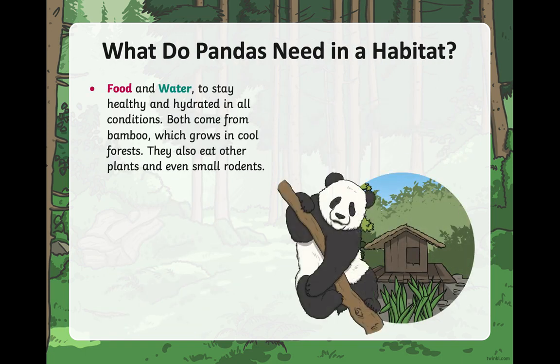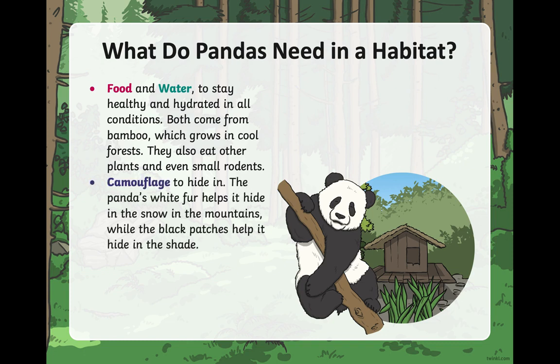Right. Now, let's talk about pandas. Pandas need food and water to stay healthy and hydrated in all conditions. Both come from bamboo, which grows in cool forests. They also eat other plants and even small rodents. So they basically live in places that have bamboo in them, mostly in Japan, China, all those places.